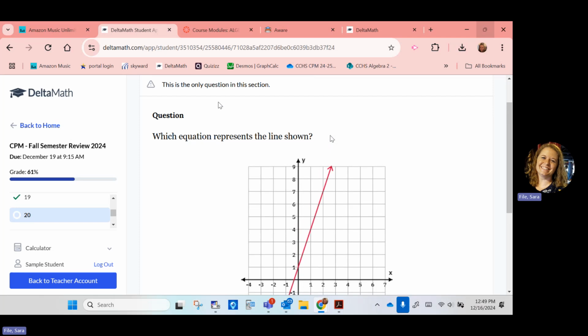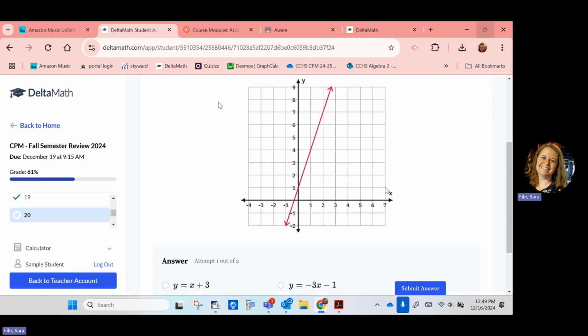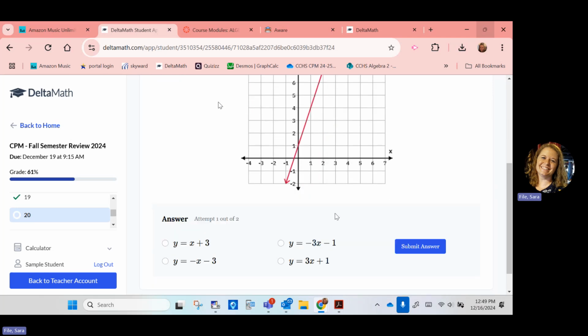All right, so this one gives us a graph. It says which equation represents the line below. So same thing. Is this a positive or negative slope? Is this line going up or down when we read it from left to right? Up. So we should have a positive slope. So we can eliminate these that have a negative in front of the x. Those are out. So it's got to be one of these two.